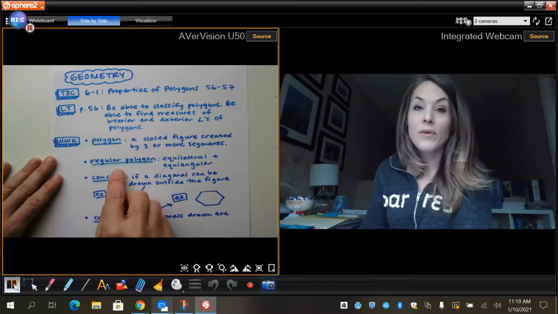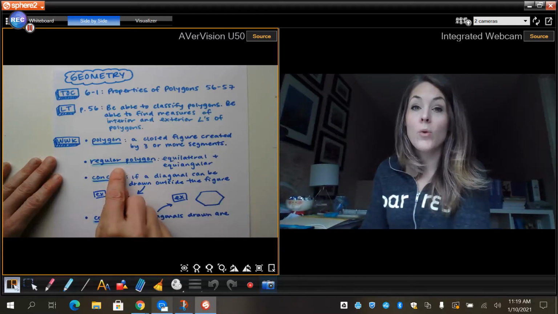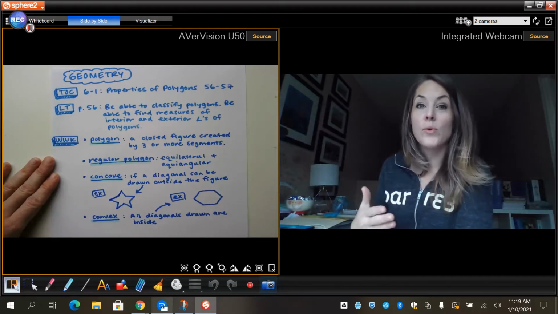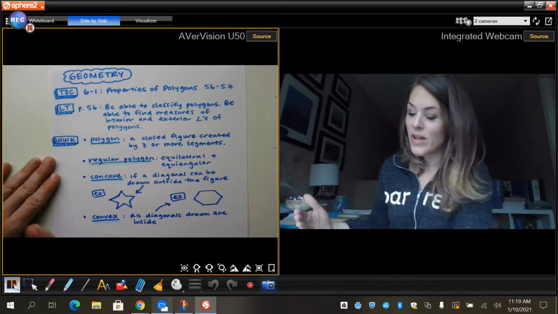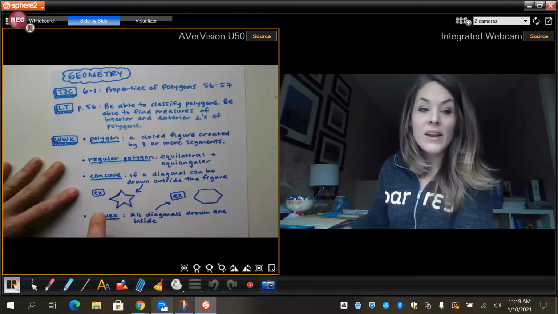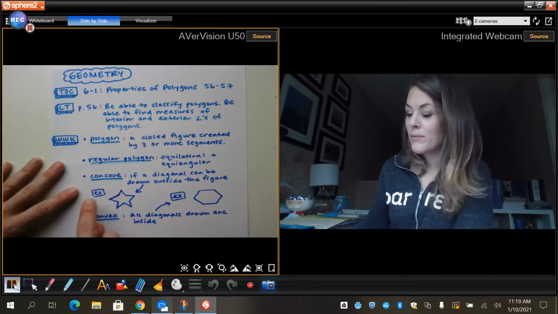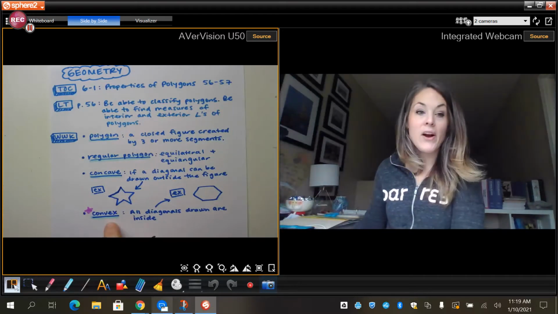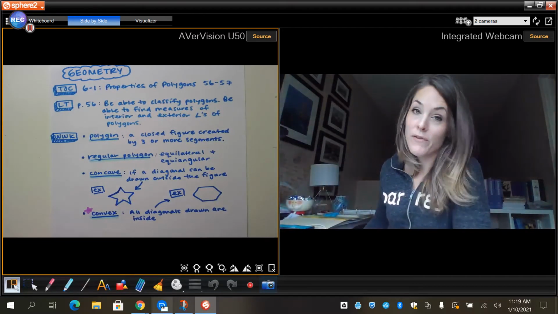So an example of a regular polygon for a quadrilateral or a 4-sided figure would be a square. So the square is the regular quadrilateral. And then you classify polygons as either being concave or convex. And I'm going to put a little star here by convex because that's what we're going to focus on.